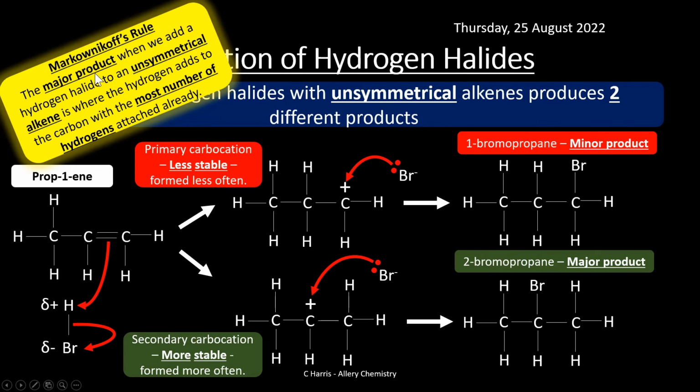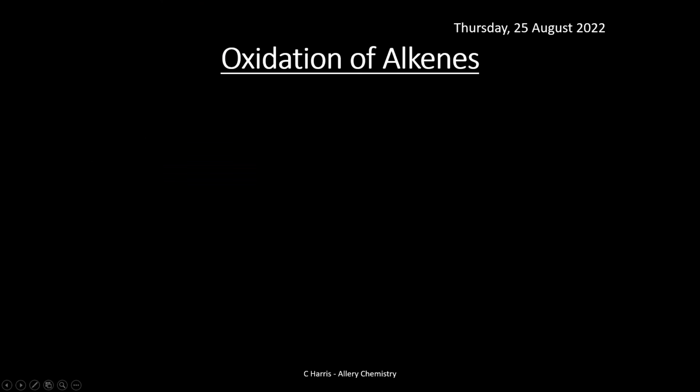You get to hear all sorts of exotic names of people, don't you, and different reaction types. So basically, as soon as you see an unsymmetrical alkene and you're adding HBr, a hydrogen halide, to it, just think of this fella here. All right. Okay, so let's have a look at some other reactions as well.